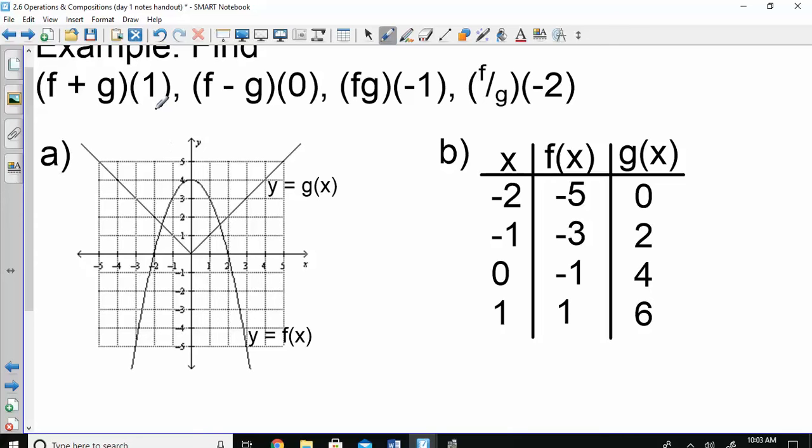So f plus g of 1. That means if x is 1, you need to add the y value of f plus the y value of g. So when x is 1, here's f. So what's f of 1? 3. g of 1 is 1. And 3 plus 1 gives me 4.